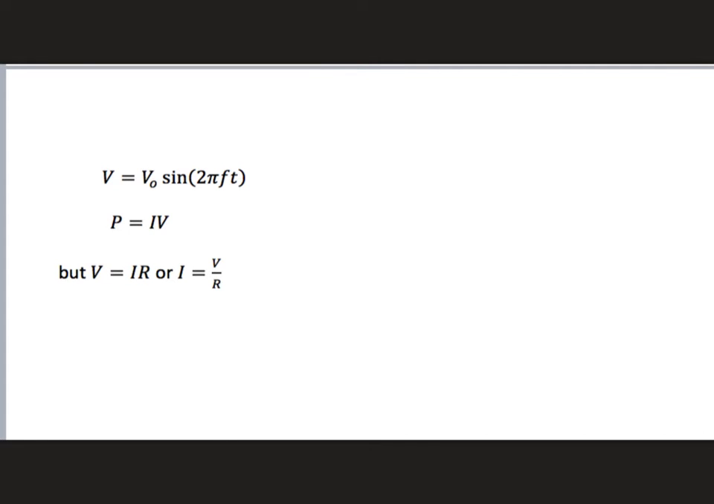So let's look at applying that voltage into our formula for power. Now we know that power is given by the voltage times the current. So P is equal to IV, that's the current times the voltage here. But if Ohm's law applies, we know that V is equal to IR, or I is equal to V over R. And so if I plug in this guy for I, I get V squared over R is the power, and then I can plug this value of V in to get the full expression.